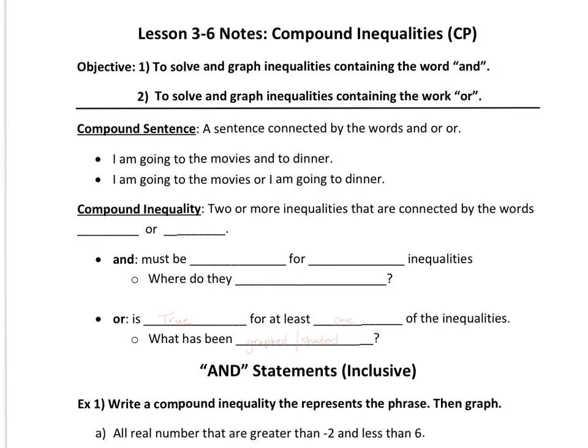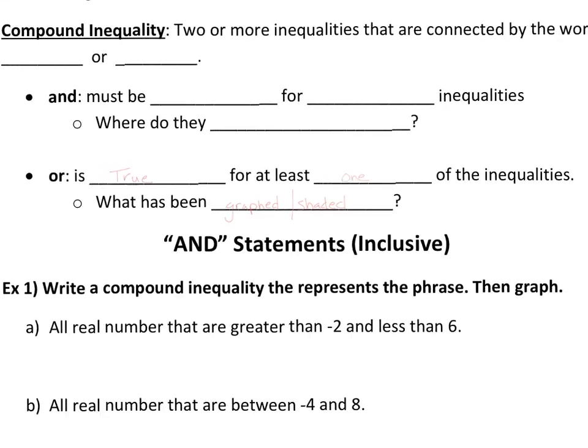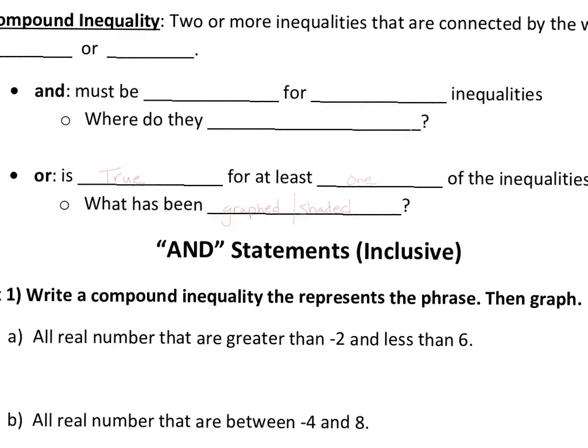Okay, so we're going to be looking at lesson 3.6 today, but our focus is now going to be on the ors. I wanted to review with you real quick what we put about ors the other day. An or is going to be true for at least one of the inequalities. It only has to be true for one. What we're going to be asking ourselves is what has been graphed or shaded? So what has a mark on it? If it's got a mark, it's an answer.